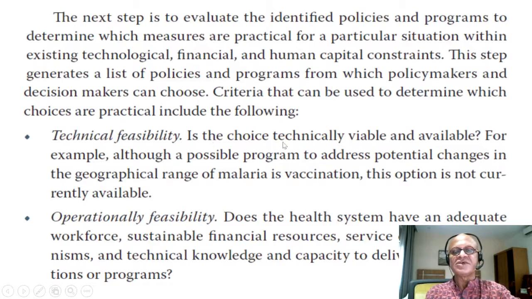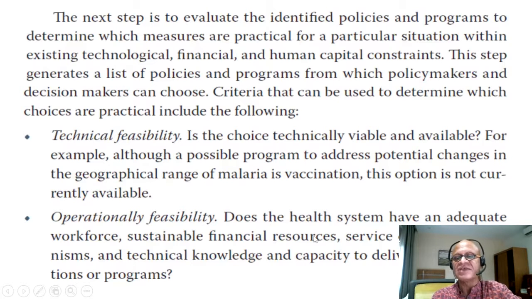Technical feasibility. Is the choice technically viable and available? For example, although a possible program to address potential changes in the geographical range of malaria is vaccination, this option is not currently available. There is no effective malaria vaccination right now. Right? This is why more than a couple of million people get infected, and many million die from malaria.